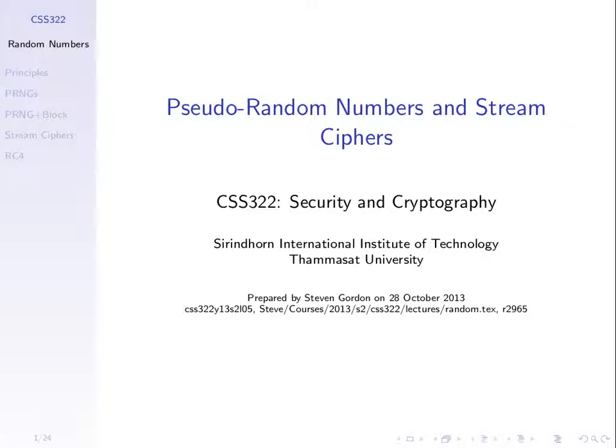And somehow connecting also to random numbers, because stream ciphers really are XORing plain text with some random sequence. But there are different ways to generate random numbers. So we'll just briefly introduce random numbers today.